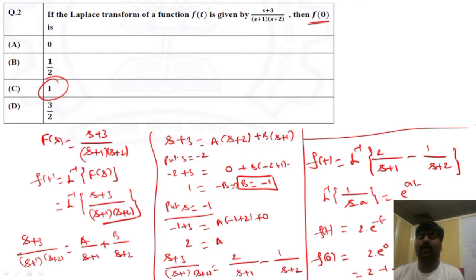Now we'll use the initial value theorem as well. This is the second method.